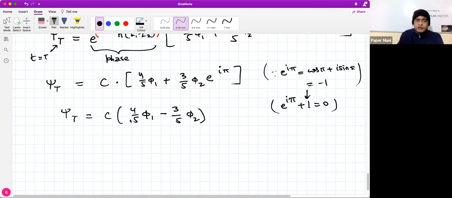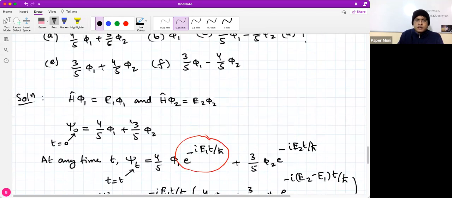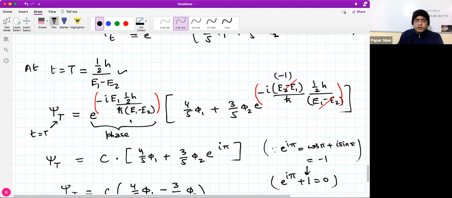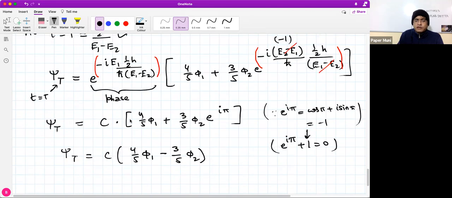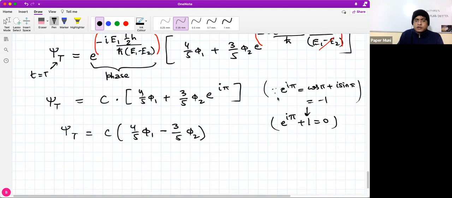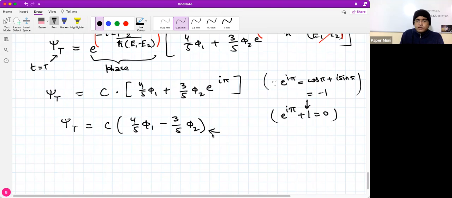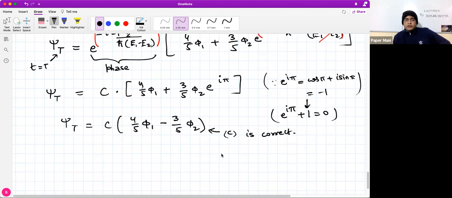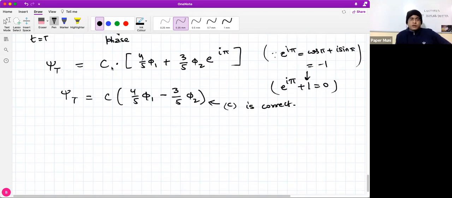Now which option matches this expression, 4 by 5 phi 1 minus 3 by 5 phi 2? This one is the correct answer, which is option C. In this kind of question, you just have to take one of the exponential factors common and then simplify the expression. Now this was the phase we are talking about, the coefficient which was coming outside.